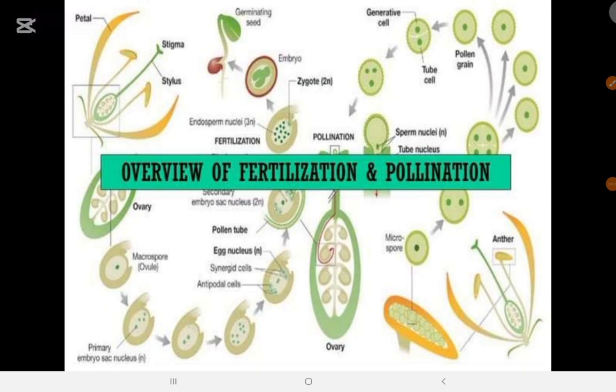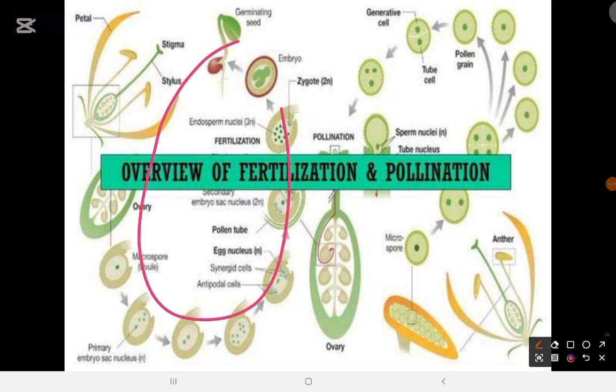So that is how the whole process takes place. And of course, the anther. So this is for the female part. This portion here shows the female reproductive structure, the female reproductive system, and how it undergoes changes during pollination and fertilization.